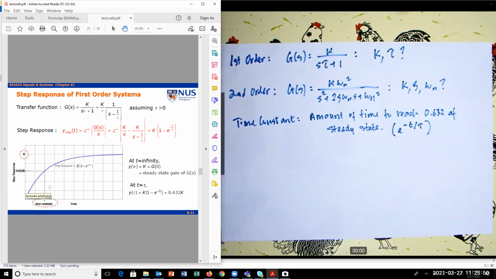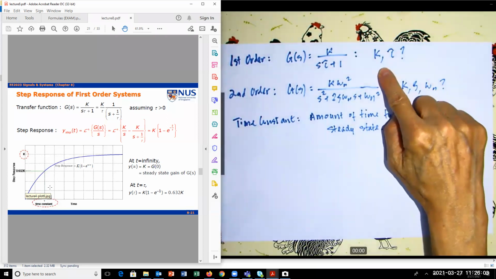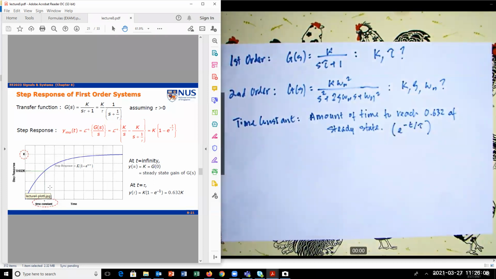What have I done so far? If this graph was labeled, I can find what is K. I know what K is over here. I can also find what is tau. So I know how to derive G(s) here for the first order system. That's called system identification. So you may see questions like that coming out. I give you a graph. Tell me what is G(s). Go and figure out what G(s) is.